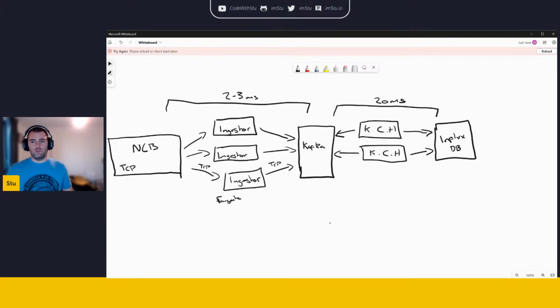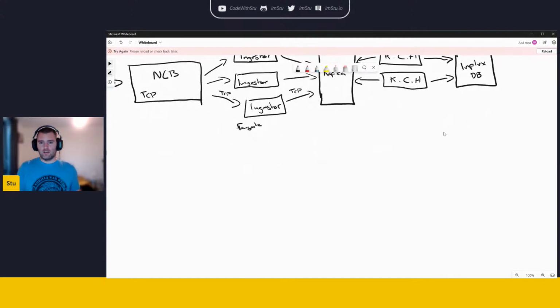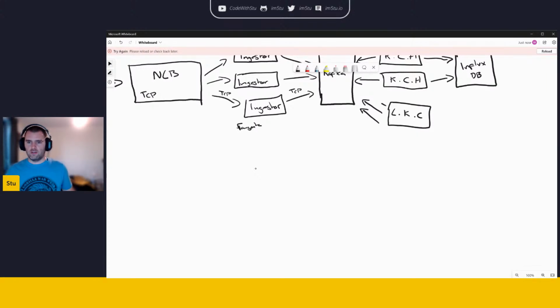I personally wouldn't be using Influx for our live side of the database, which is what I'm going to go through and show now. So for the live side of the system, I'm going to create a new live Kafka consumer, and again, we'll probably have multiples of these consuming from different Kafka topics to go and update stuff. And the live Kafka consumer's job is to go and update Redis.